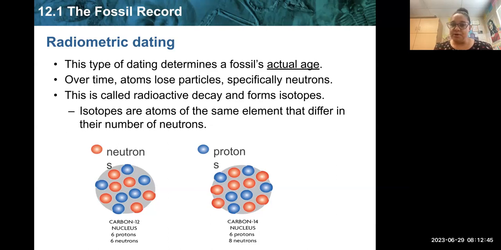Over time, atoms lose particles, specifically neutrons. We studied protons, neutrons, and electrons once upon a time in atoms. This is called radioactive decay, and it forms isotopes. Isotopes are atoms of the same element that differ in their number of neutrons.